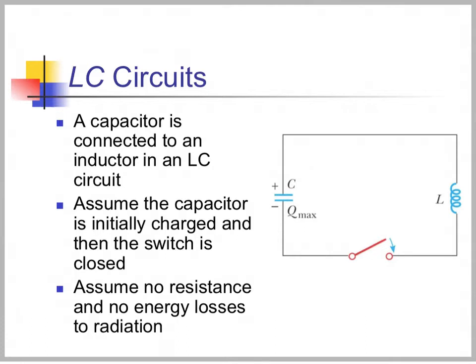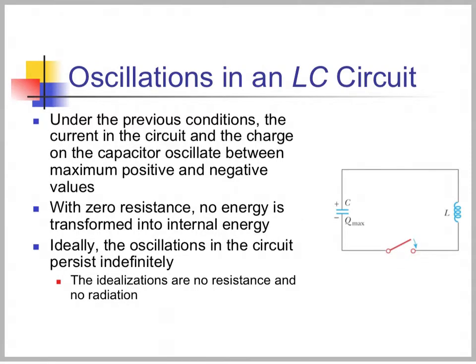We're going to assume here that there's no energy loss due to radiation or that there's no resistance in the wires. Now, under those conditions, the current in the circuit and the charge on the capacitor oscillate between maximum positive and negative values. With zero resistance, no energy is transformed into internal energy, and those oscillations would persist indefinitely. Those idealizations are that there is no resistance and no radiation.